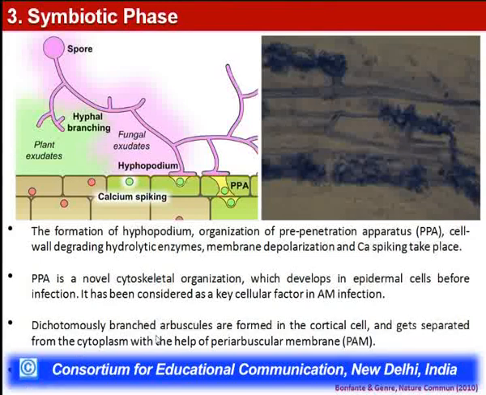The dichotomously branched arbuscules, so in this slide you can see here that the arbuscules which are dichotomously branched, or little tree or finger-like projections, are produced inside the cortical cells. So, dichotomously branched arbuscules are formed in the cortical cell and get separated from the cytoplasm with the help of periarbuscular membrane, a type of apoplastic interface. You may have studied about symplast and apoplast. So, in this colonization, you can see here that a type of apoplastic interface is formed between plant and fungus by periarbuscular membrane.